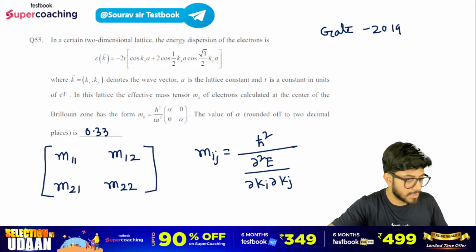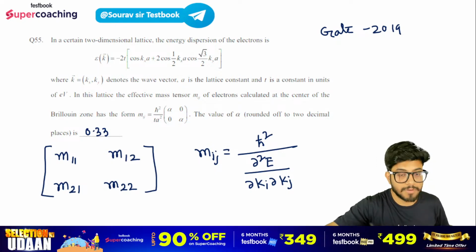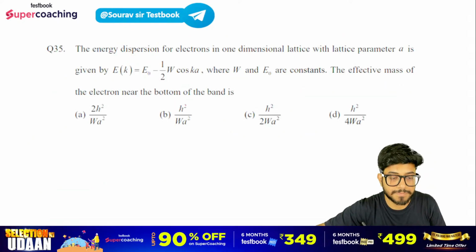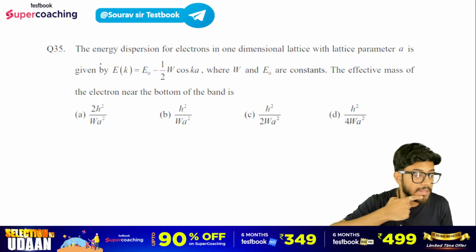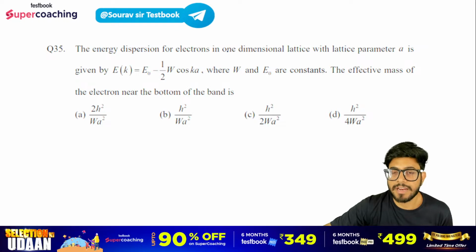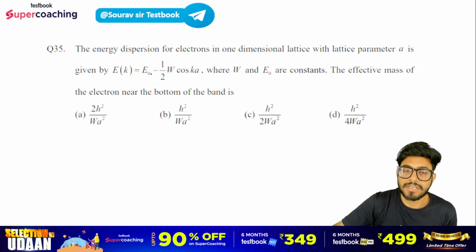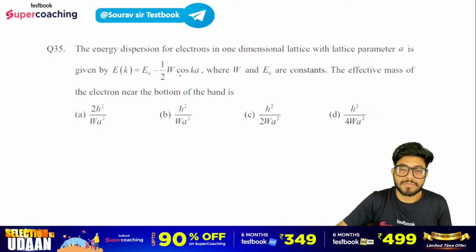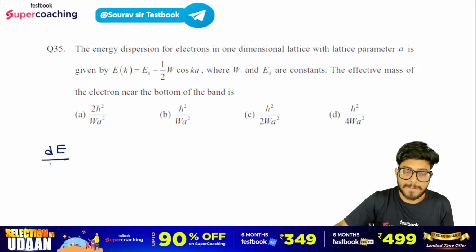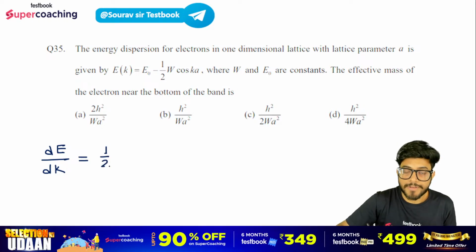Now, all the students, you can pay attention to this part. We can talk about a question which says that the energy dispersion relation for electrons in a 1D lattice with lattice parameter a is given by E(k) = E0 - (1/2) W cos(ka), where W and E0 are constants. The effective mass of the electron near the bottom of the band. So you know the energy, and of course it's a 1D lattice. So just do the differentiation with respect to k. So dE/dk: E0 will go to 0, and this is cos, so it will take the minus sign. So (1/2) W a sin(ka).